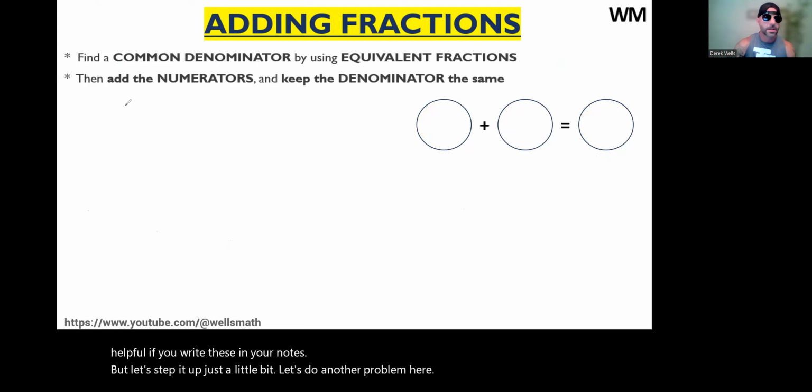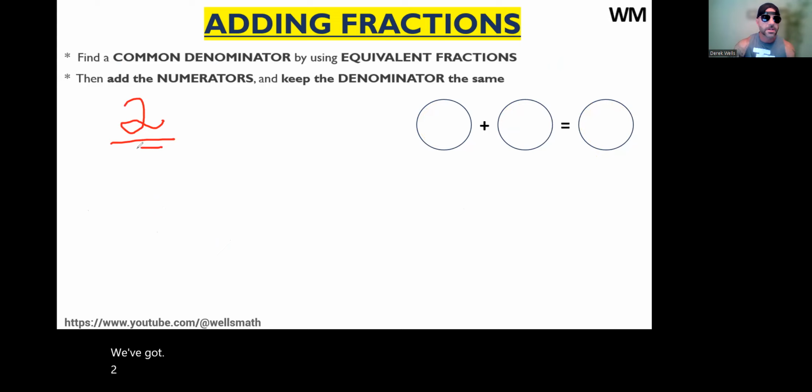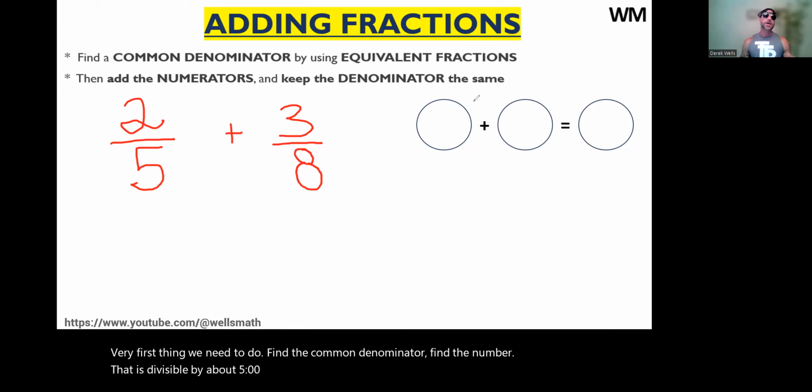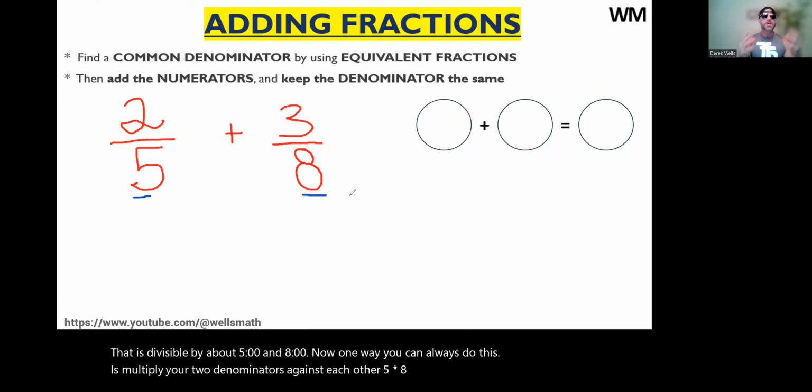We've got 2/5 plus 3/8. Very first thing we need to do, find a common denominator. Find a number that is divisible by both 5 and 8. Now, one way you can always do this is multiply your two denominators against each other. 5 times 8 is 40. So we can use 40 as a common denominator.